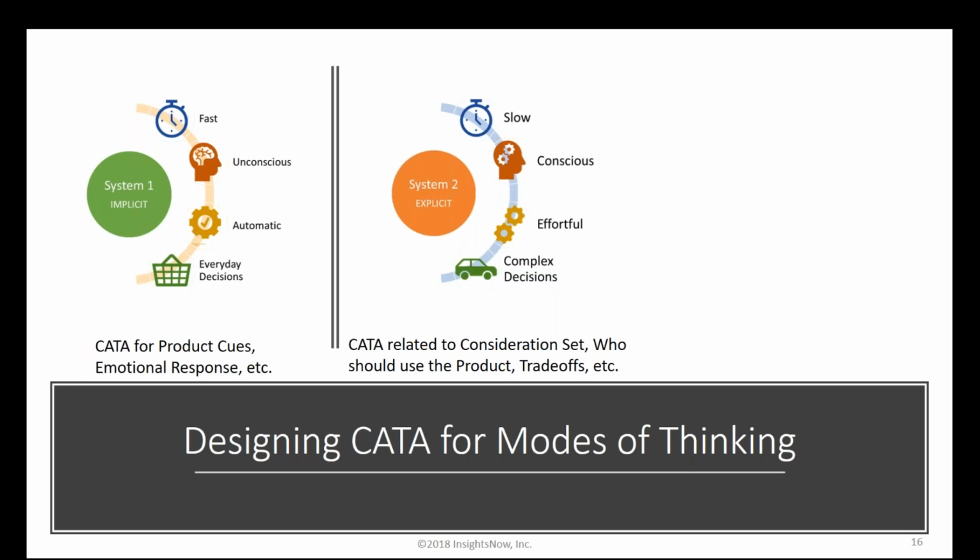Great. All right. We're going to move forward now and talk about System 2. In System 2, there's more thought about how products could fit within existing routines, what alternative products are considered, and even who should purchase or use the product. It's a much more focused, slow, conscious decision used for complex decision making. For CATA, we move away from just specific product attributes, like we talked about before, to more about the consideration set, who might be using the product, and the trade-offs for that. For example, would this replace my current one, or would this be good for my family?